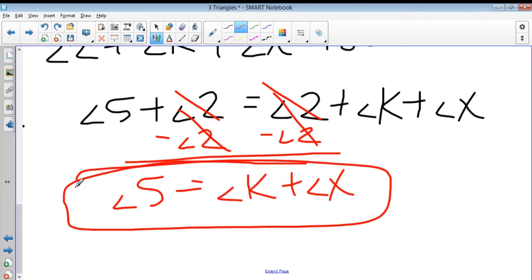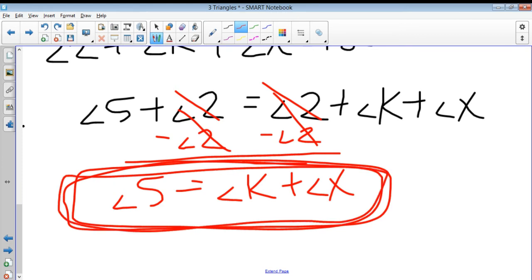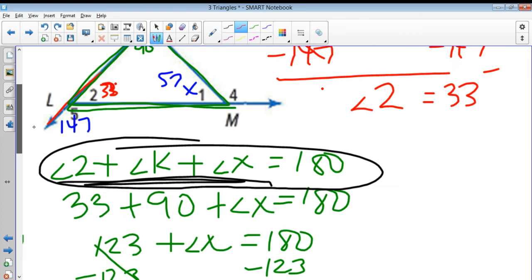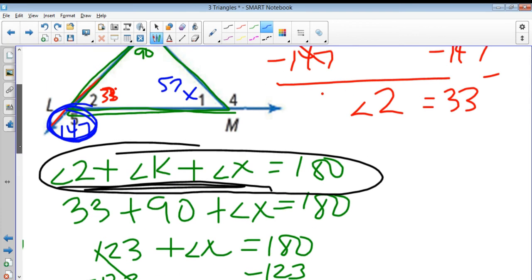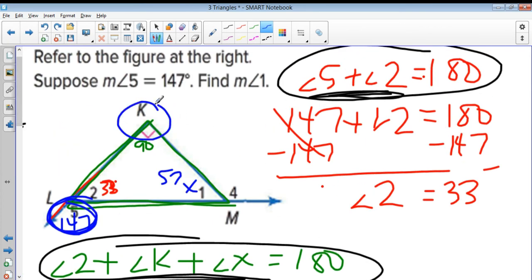Now this is a very powerful mathematical statement. What we've just shown is that for this triangle, angle 5, this angle right here, is equal to angle k plus angle x. Now, why does that make sense? Well, look at it and think about it logically. If angle 5 is forming a linear pair with angle 2, that means that they add up to 180. Well, but angle 2 also adds to angle k and angle 1 to make 180.